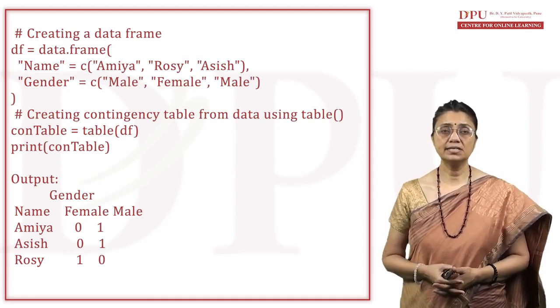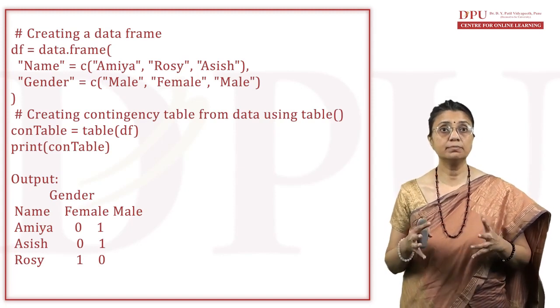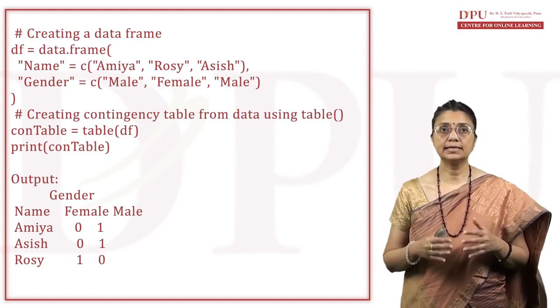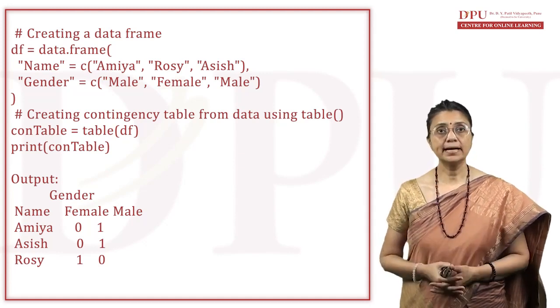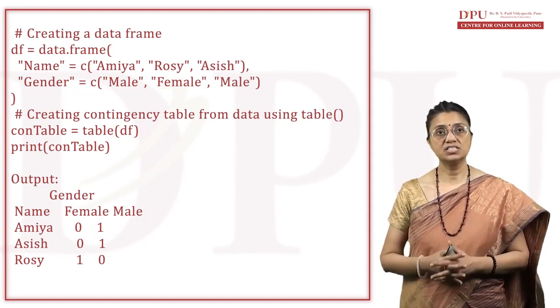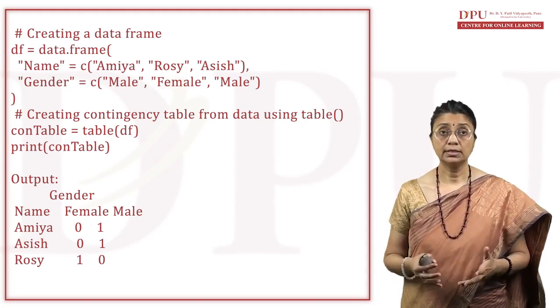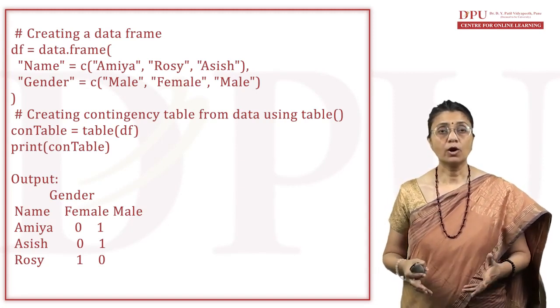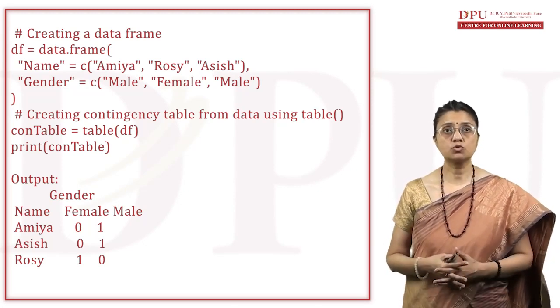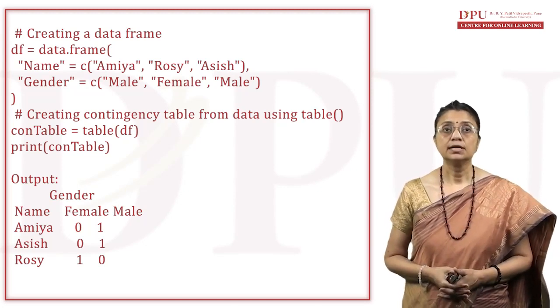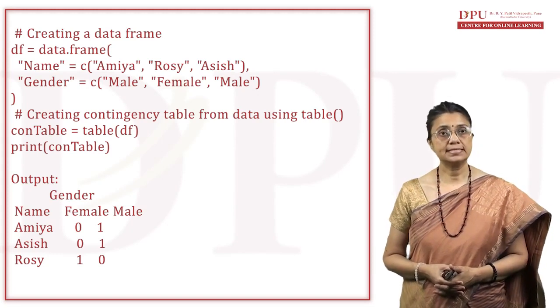I have created a contingency table using the table function. You can see that in the table function, I have passed df as the parameter. And now the contingency table is stored into the variable named con table. And now I print my con table, which is my variable name, which is storing the contingency table. So now I print con table and I see the result.